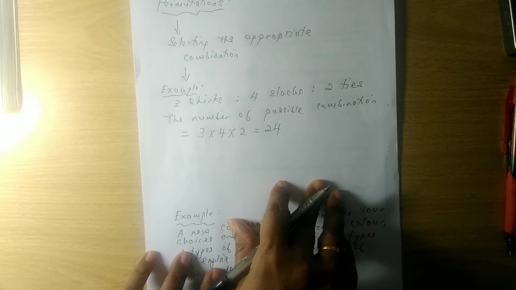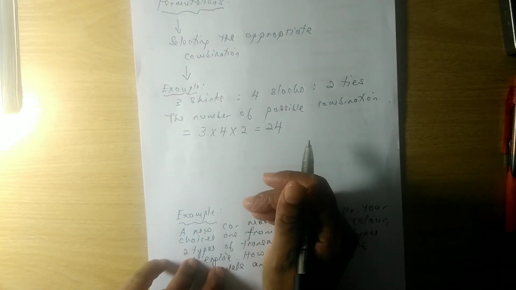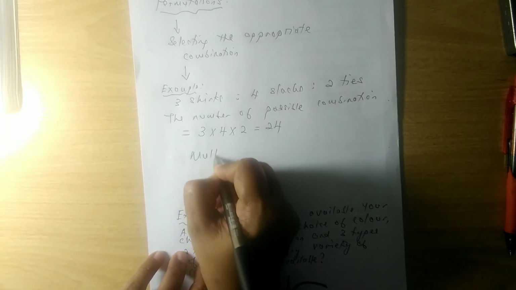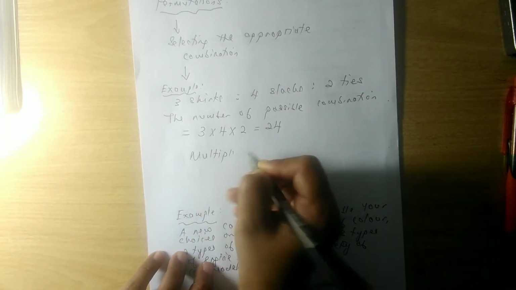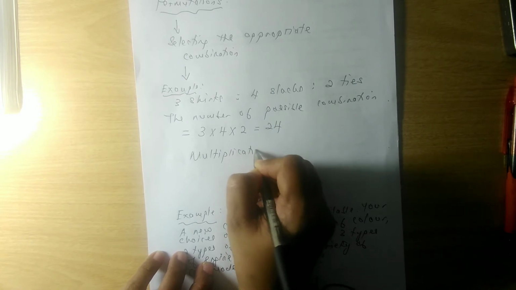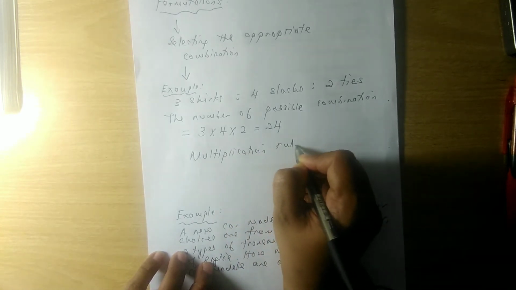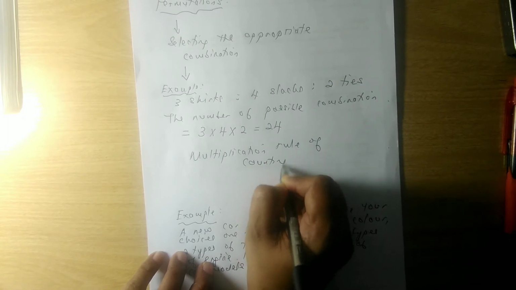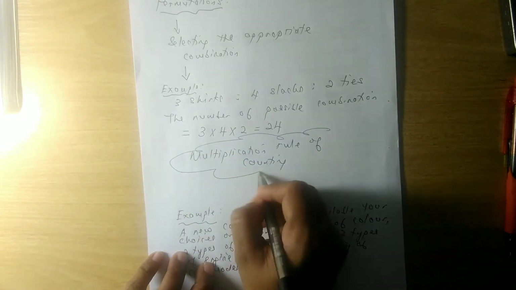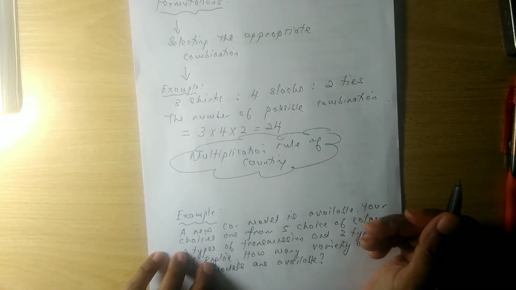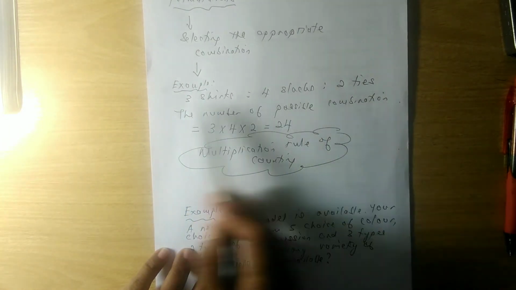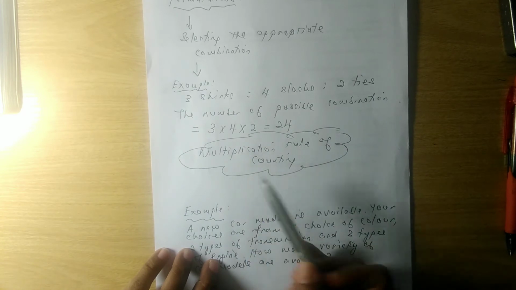Now this concept is called the multiplication rule of counting. We just want to see how many combinations we have, so we take the variety of the objects and multiply it.